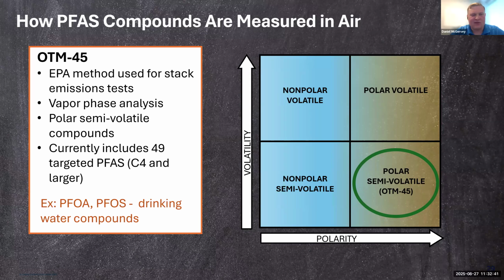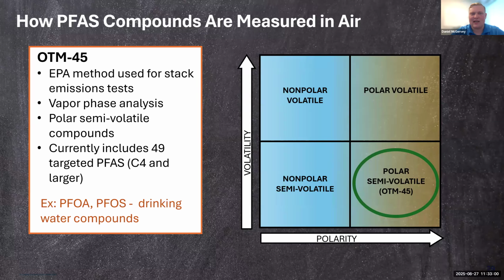So this is a vapor phase analysis for polar semi-volatile compounds that currently includes 49 targeted PFAS that are chain length 4 and longer. PFOA and PFOS are definitely included in this, which are typically seen in drinking water, but there are a lot of other PFAS compounds in this as well.